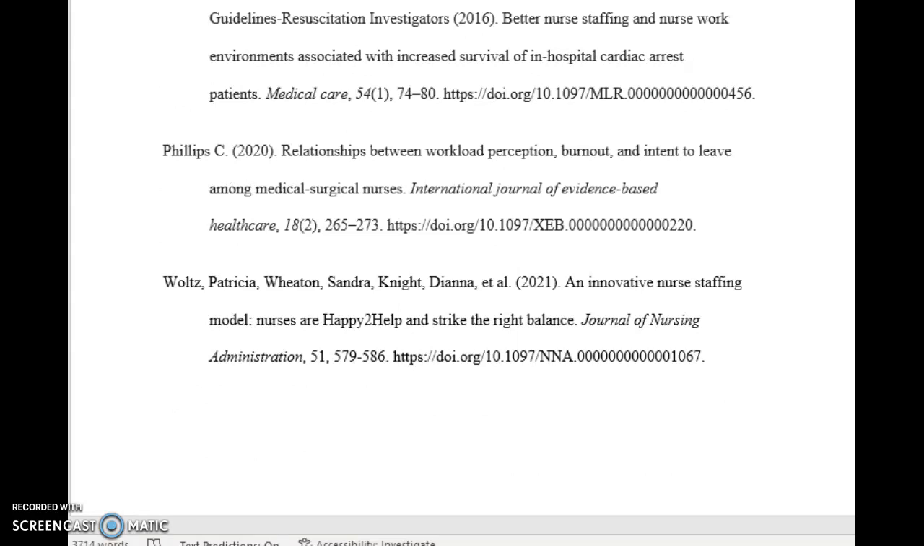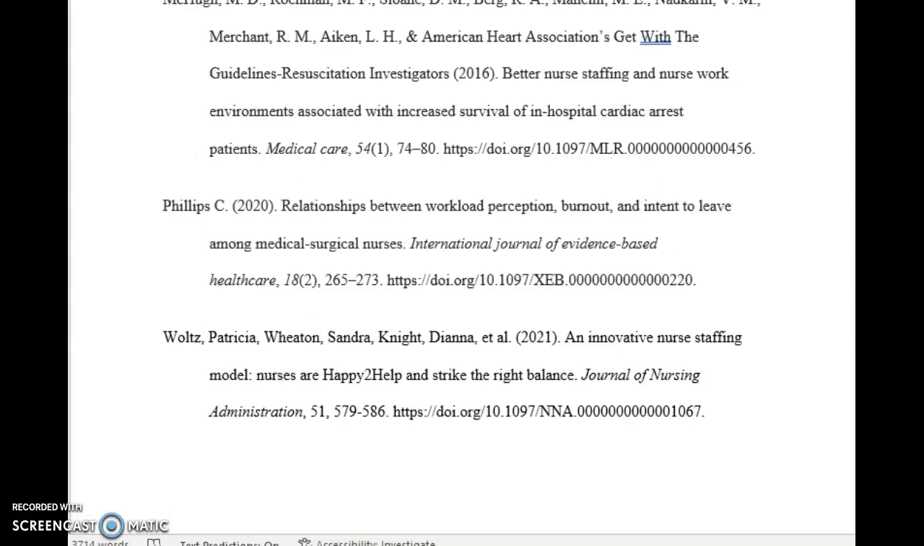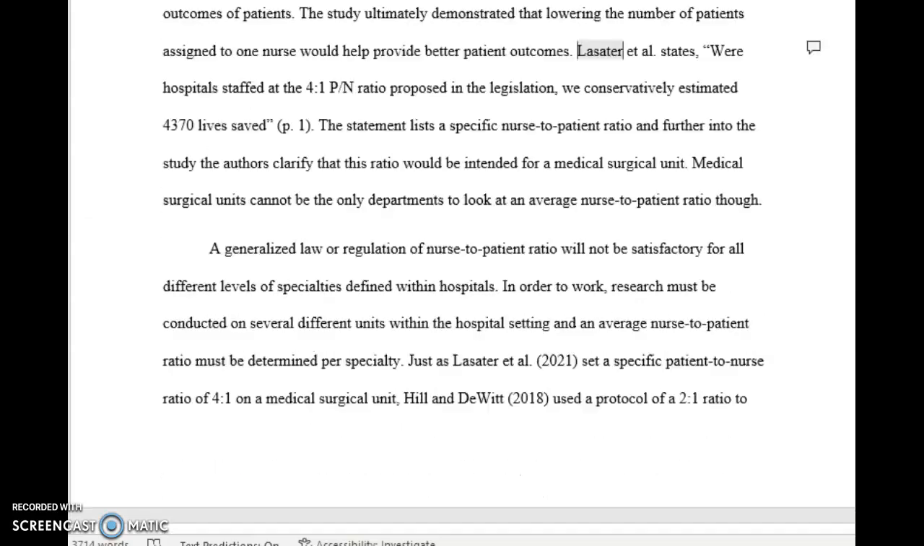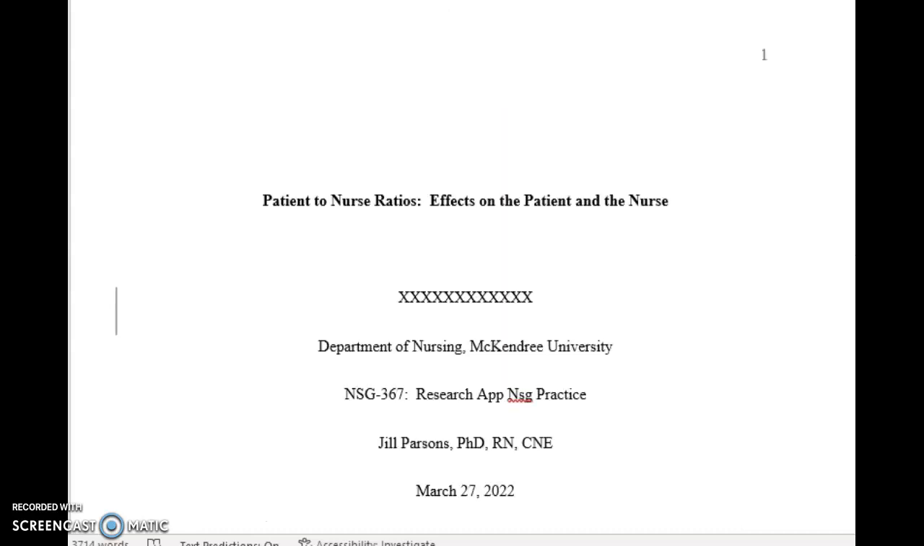Now, at some point within the literature review, you will want to reference your appendix, which is your literature review matrix. That was not an assignment that was part of this paper, so I cannot show you that. But within your literature review, you will want to cite your appendix. You'll say see Appendix A, and then Appendix A will include your literature review matrix.